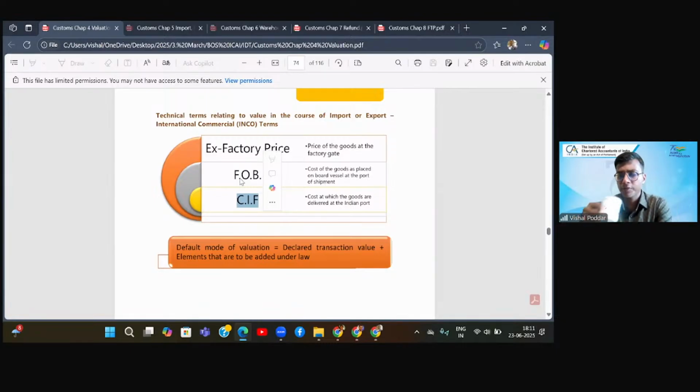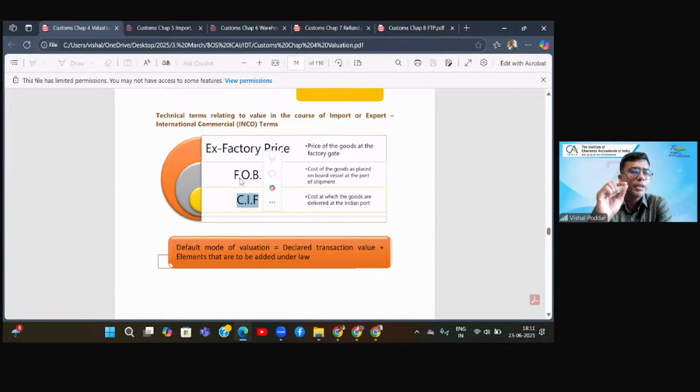Now, when I say ex-factory, it will include none of these transportations because ex-factory is the price at my factory gate. So even my transportation up to my port is not included in that. Neither cost of freight, that is transportation cost, nor the handling, nor the loading, nor the insurance. So nothing of transportation is covered when we are talking about ex-factory price.